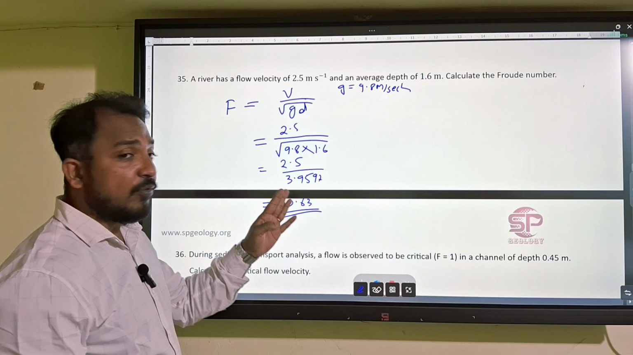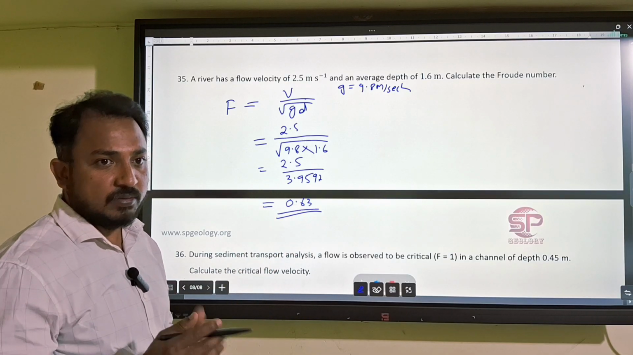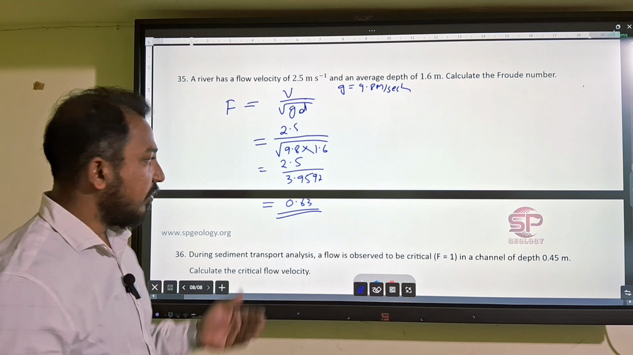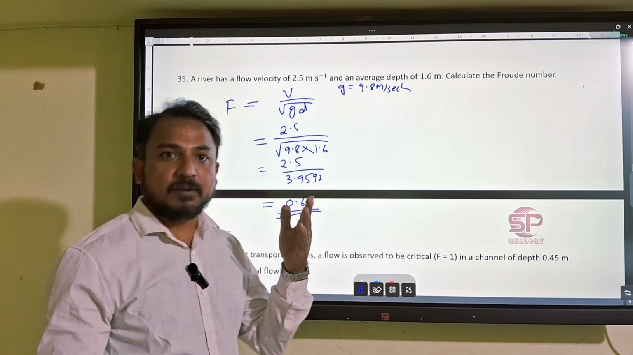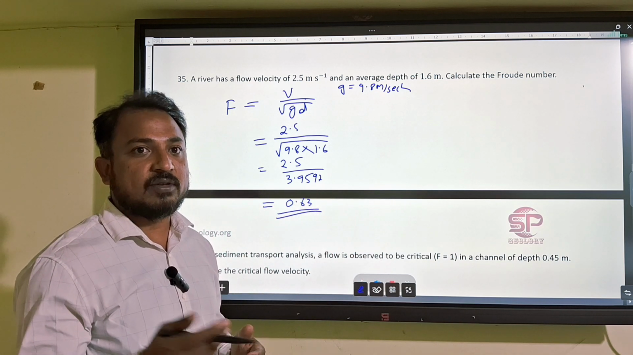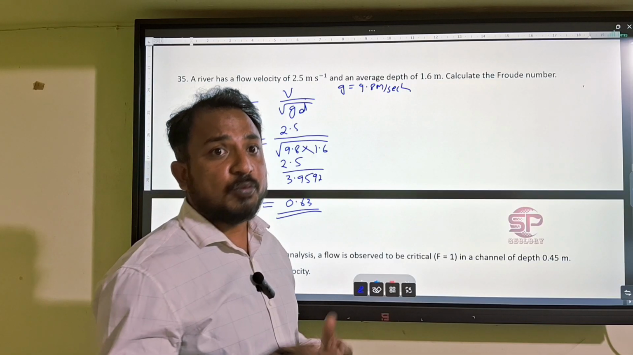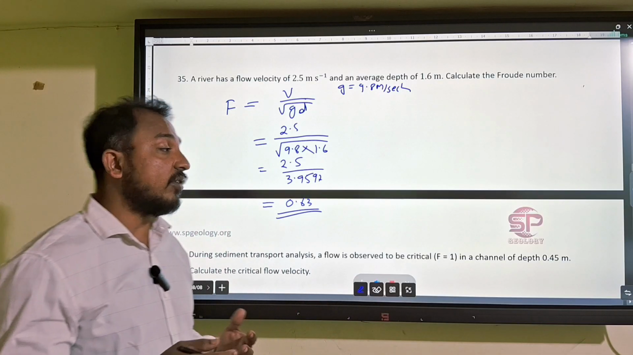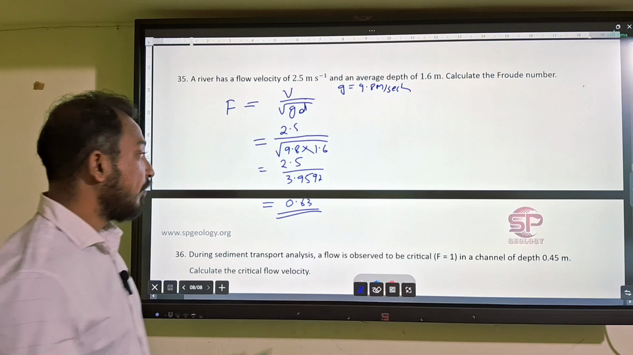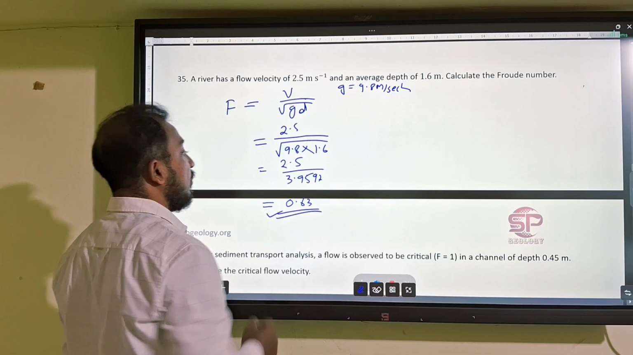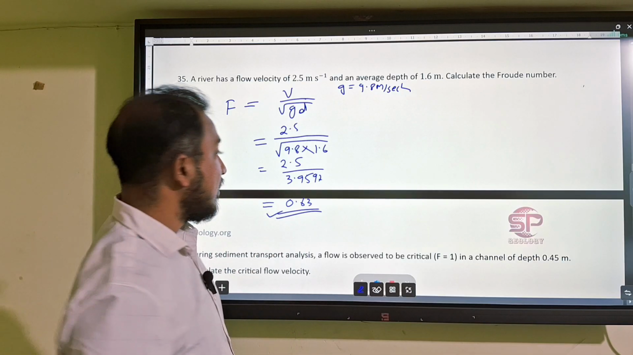According to the Froude number, we can also classify different types of flow. If F is less than 1, the flow is called subcritical. If F is greater than 1, it is called supercritical. If F is equal to 1, it is called critical flow. So this flow will be subcritical because it is less than 1.